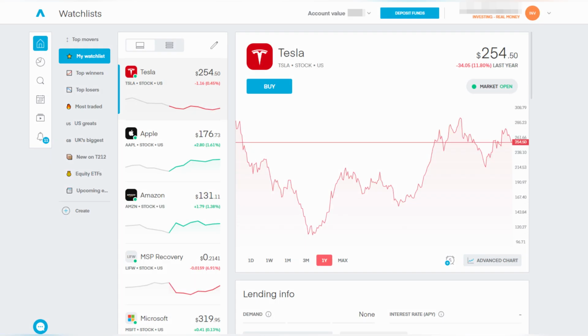To start trading, search for the instrument or asset you want to practice with, like stocks, Forex, or crypto. Open the instrument screen, then choose Buy if you think the price will go up, or Sell if you think the price will go down.